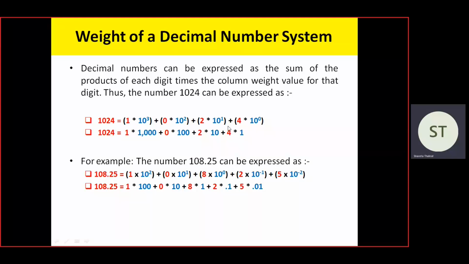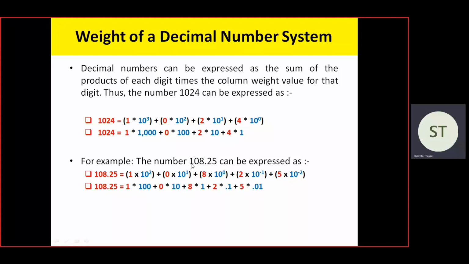When we calculate this combination, 1 into 10 raised to power 3, 0 into 10 raised to power 2, 2 into 10 raised to power 1 and 4 into 10 raised to power 0, the summation of all these will be equal to 1024. In the same way, let's say we have a fractional decimal number. Here also we can assign the weights: 10 raised to power minus 1 for this digit and 10 raised to power minus 2 for this particular digit. So how do we represent this number?